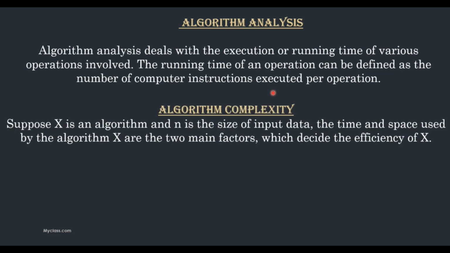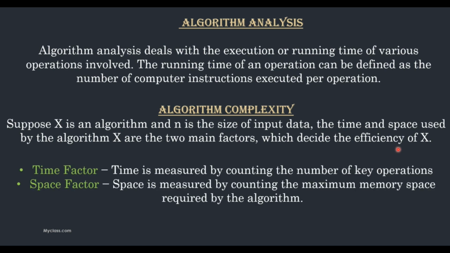So, algorithm complexity. Suppose X is an algorithm and N is the size of input data. The time and space used by the algorithm X are the two main factors which decide the efficiency of the algorithm X. Time to get the desired output, and also the space, the memory space that is used to implement that algorithm. The time factor is measured by counting the number of key operations. The space factor is measured by counting the maximum memory space required by the algorithm.